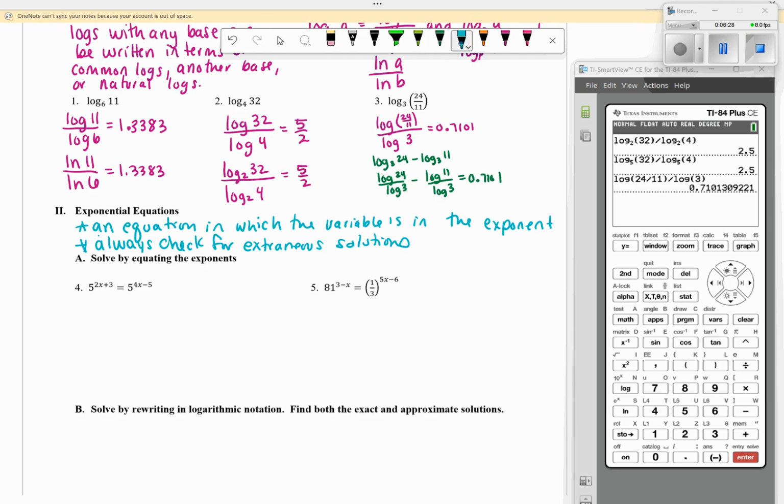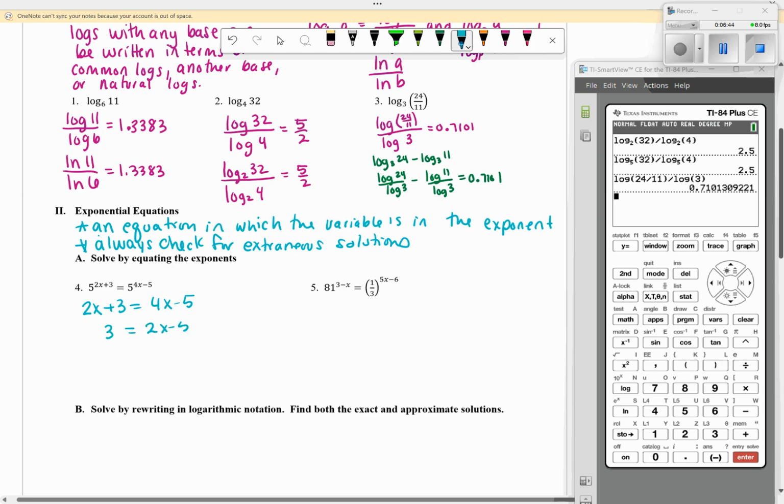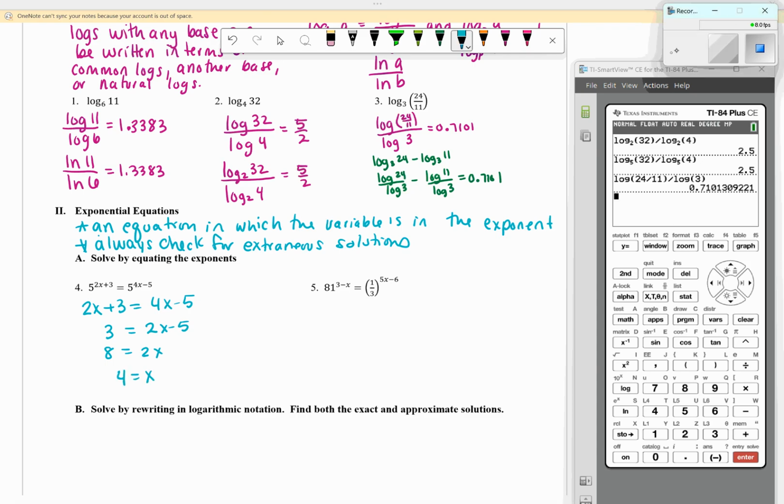If the bases are already the same, then it's nice because you can just drop the bases and set the exponents equal. So 2x plus 3 is equal to 4x minus 5. And then, of course, you're just solving for x. So subtract the 2x, we get 3 is equal to 2x minus 5. Add the 5, we get 8 is equal to 2x. Divide by 2 and x is equal to 4.